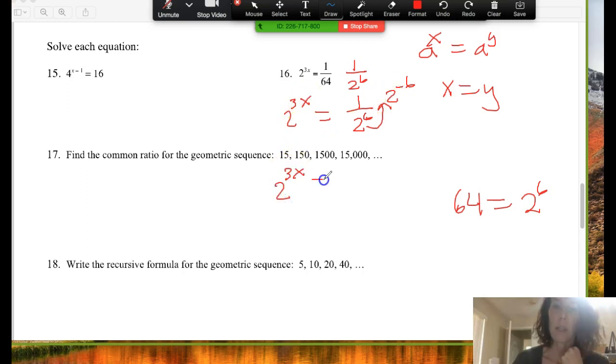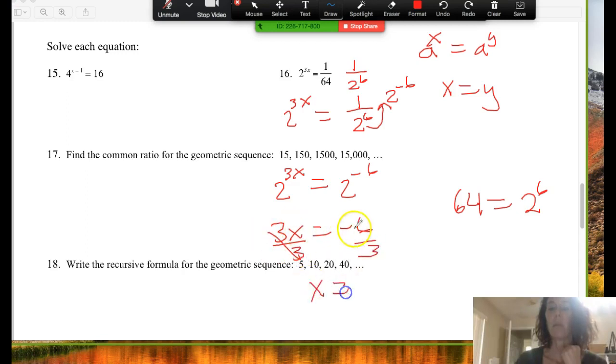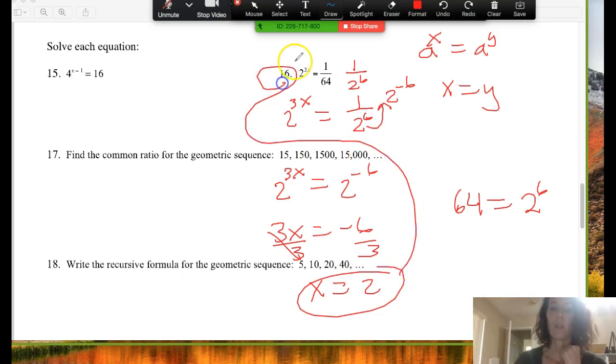Write it as 2 to the 3x equals 2 to the negative 6. Now you have the same base. The exponents are equal. 3x will equal negative 6. Solve for x, divide by 3 on both sides. X is going to equal negative 6 divided by 3 is 2. So x equals 2 is the answer to number 16. Oh, I'm sorry. Negative 6 divided by 3 is negative 2.